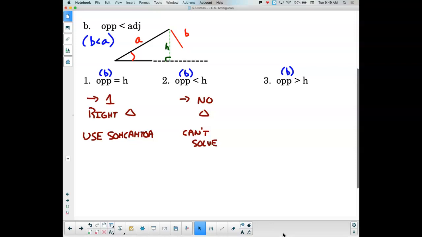Now, if B is longer than H, I swing it through and it's going to touch there. I swing it through and it's also going to touch right there.